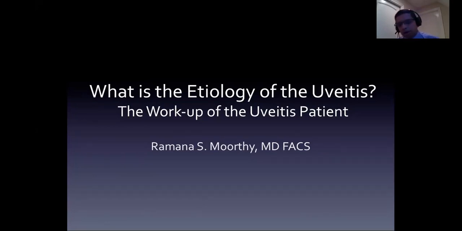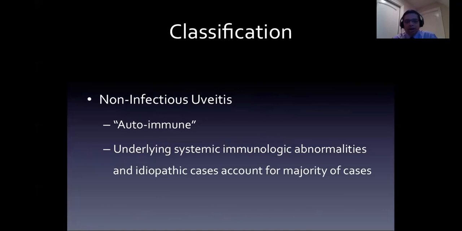So today the talk is going to be on trying to work up a uveitis patient. How do you approach a patient that has intraocular inflammation? How do you do a laboratory workup? And what is the sequence of events that we go through when we see a patient who has inflammation in and around their eye? We classify uveitis today into the broad categories of non-infectious uveitis or infectious uveitis.